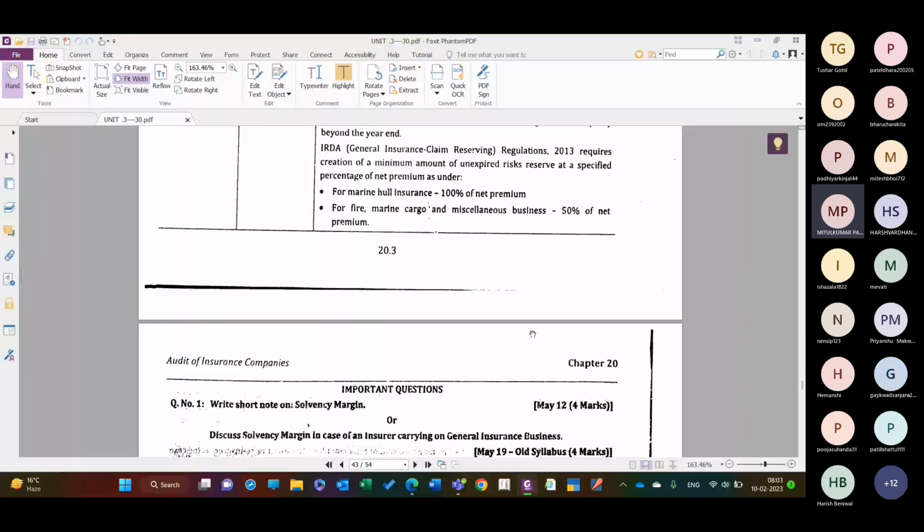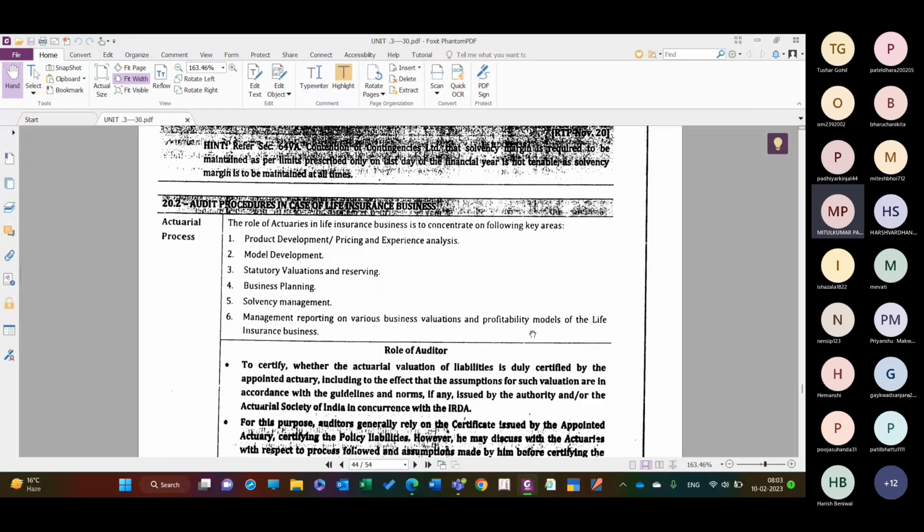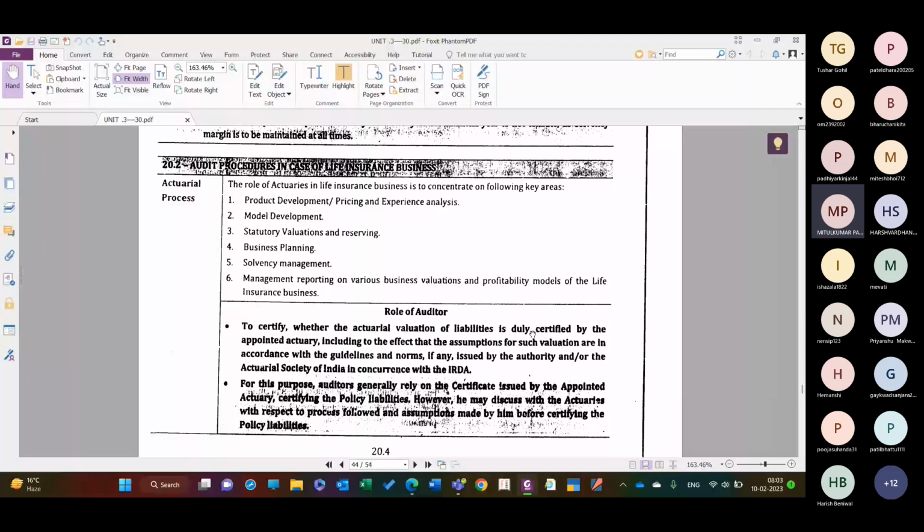Then this is the audit procedure in case of life insurance business. So that's what we have to start with today. Before that, do any of you have any questions from any of the topics which we have covered? Any questions?